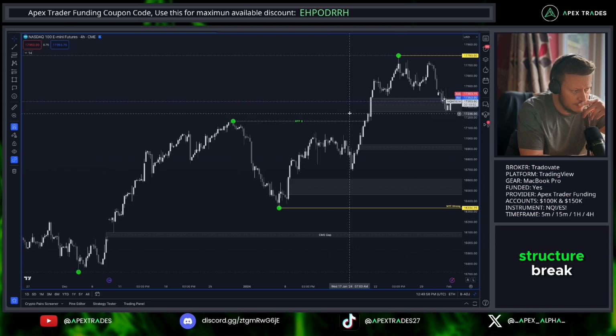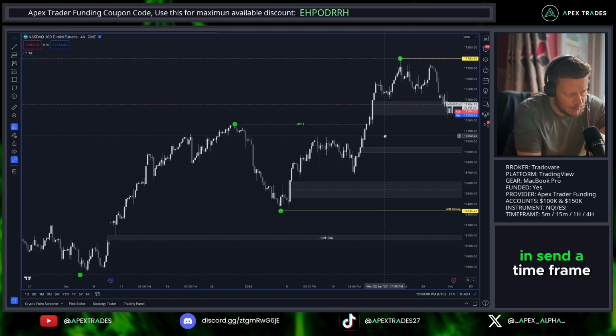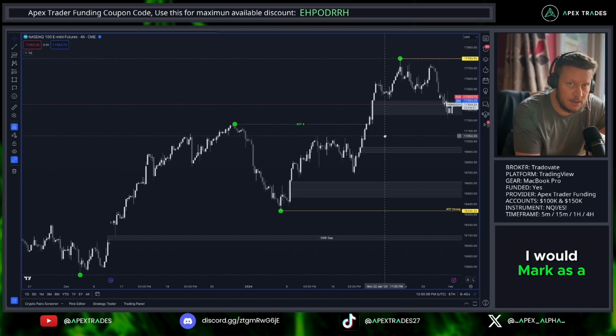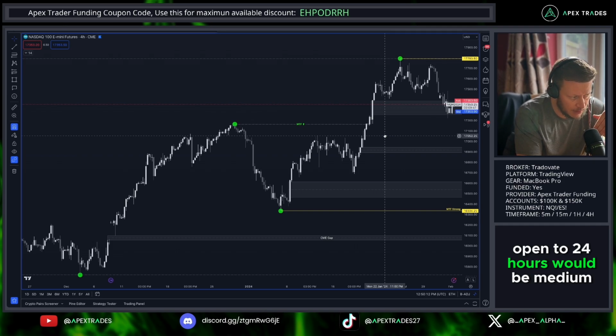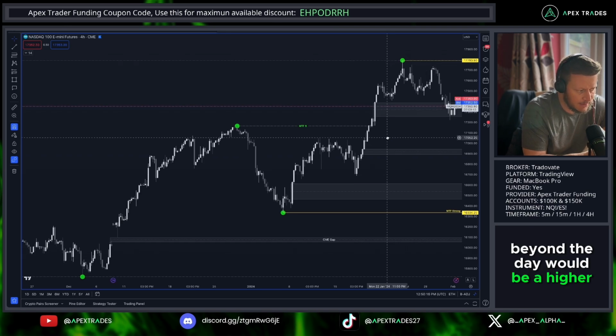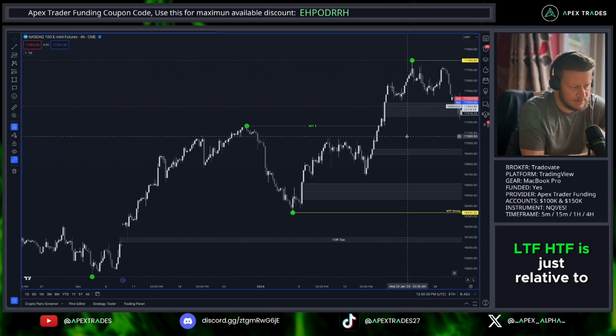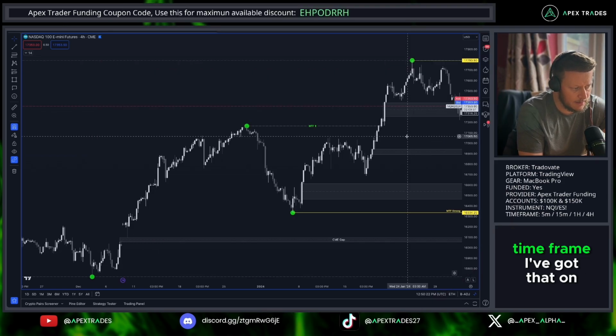We've had a structure break, which is a medium term time frame break to the upside. So just to qualify, anything up to an hour in terms of time frame I would mark as a lower term time frame. Anything between 1 hour up to 24 hours would be medium term time frame, and anything beyond a day would be a higher term time frame. So this MTF, LTF, HTF is just relative to whatever time frame I've got that on.